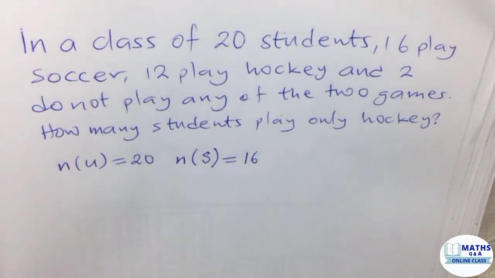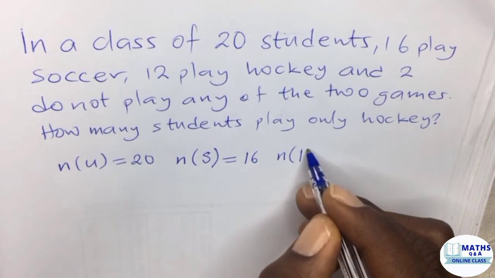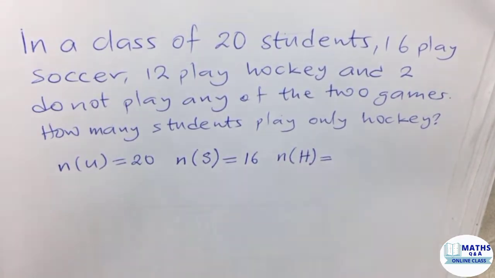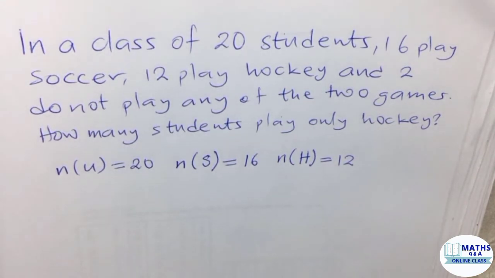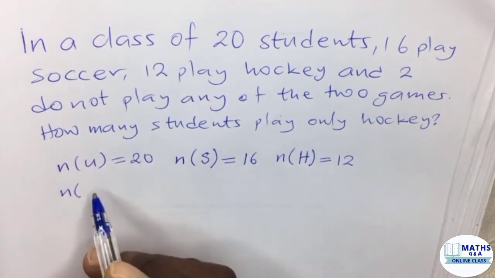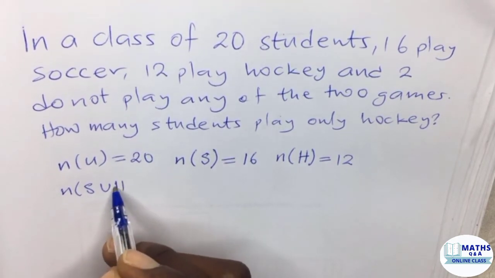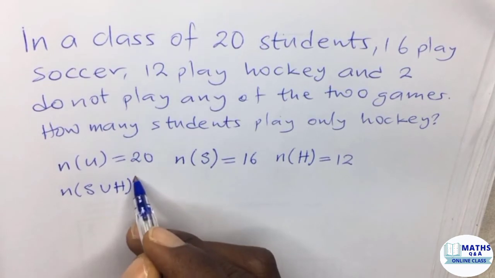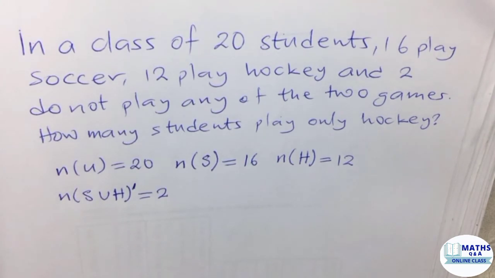Okay. Then we were also given information about students who play hockey. So we want to represent students who play hockey with H. So number of students who play hockey, we have 12. Then we're given another information. Students who didn't play any of the 2 games, and we have 2 students in there. So that will be the complement of soccer and hockey. So if we put them together, that is soccer and hockey. Its complement is going to give us 2 students, because in the question it says that 2 students didn't take part.